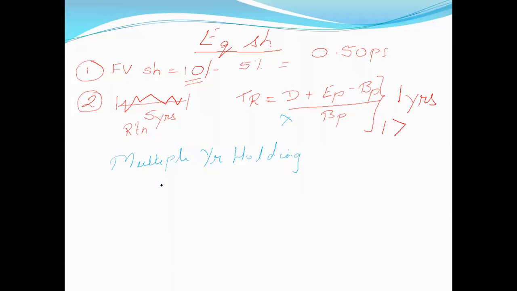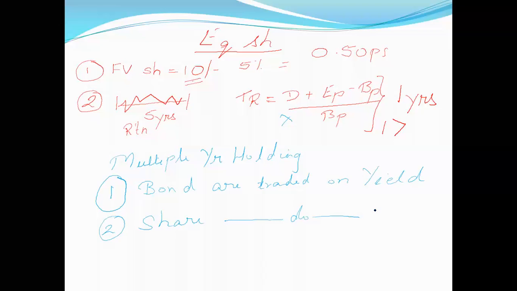Clear? Now, please understand one thing. Remember, at the start of this unit, I had told you two things. One is bonds are always traded on their... can anyone tell me? Bonds are always traded on their price or yield. Bonds are always traded on their yield, whereas shares are always traded on their price.